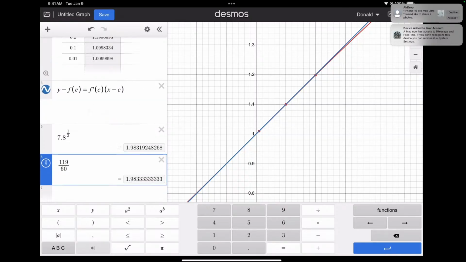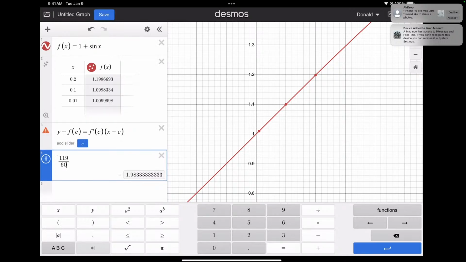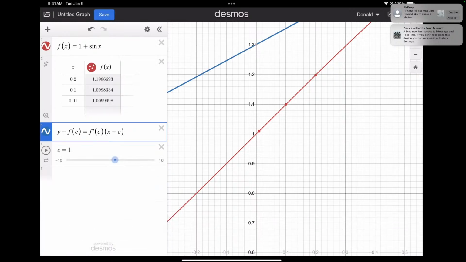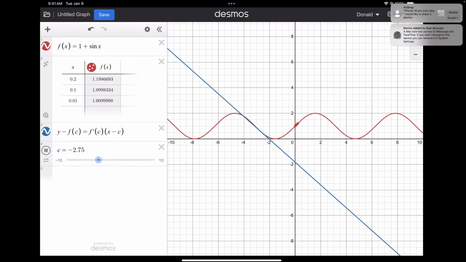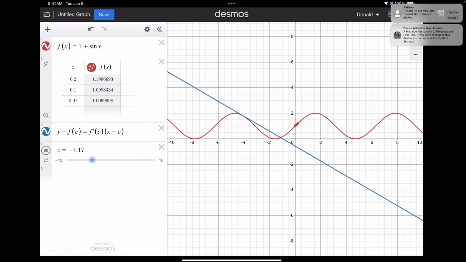Get rid of this, get rid of this. Okay, add a value c slider, and go in here. Do you see that I type in y minus f of c equals f prime of c times x minus c? Now, if I just play the slider, this is going to be the equation of the tangent line at any specific x value. x can change depending on how c changes. So that is going to be your equation of the tangent line at any given point.